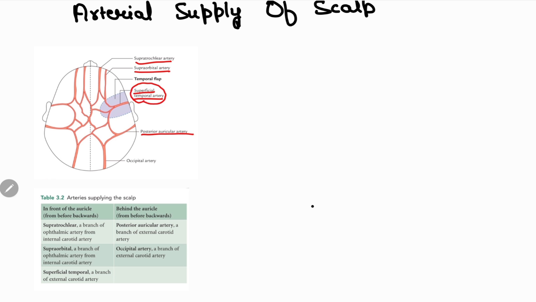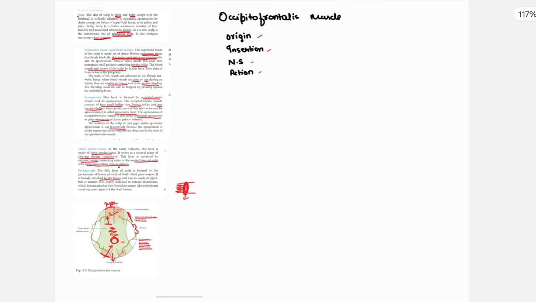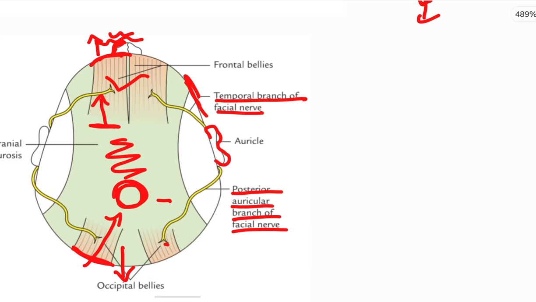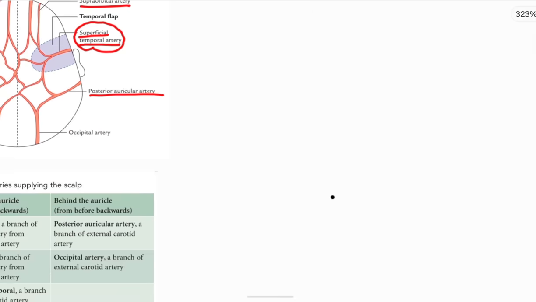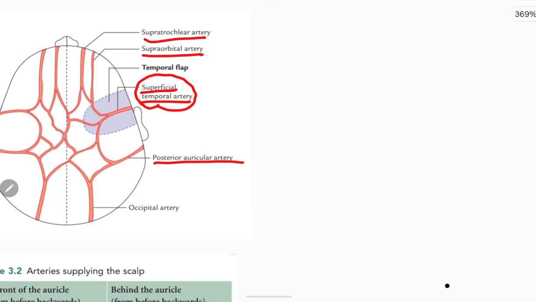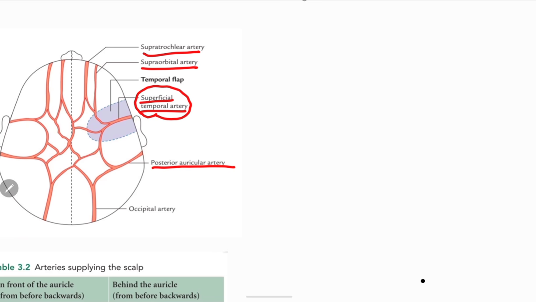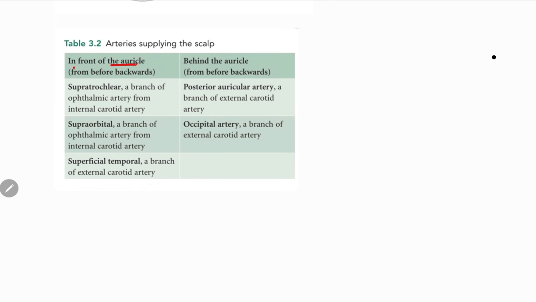These are related to what we studied, no? This muscle here, it was there, no? Temporal branch of facial nerve, posterior auricular branch of facial nerve. Like that only, here: superficial temporal artery, posterior auricular artery, and occipital artery. Arteries supplying the scalp in front of the auricle and behind the auricle.